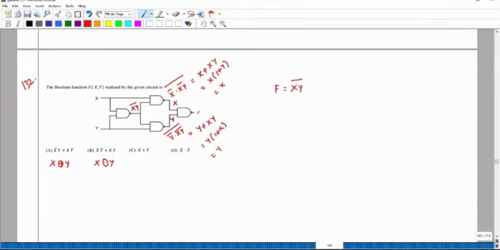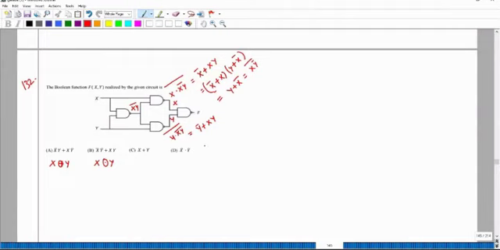So there is some mistake. Y bar will not come. So here I can write x bar plus x and y plus x bar. This is equal to y plus x bar, which is equal to x y bar the whole bar.